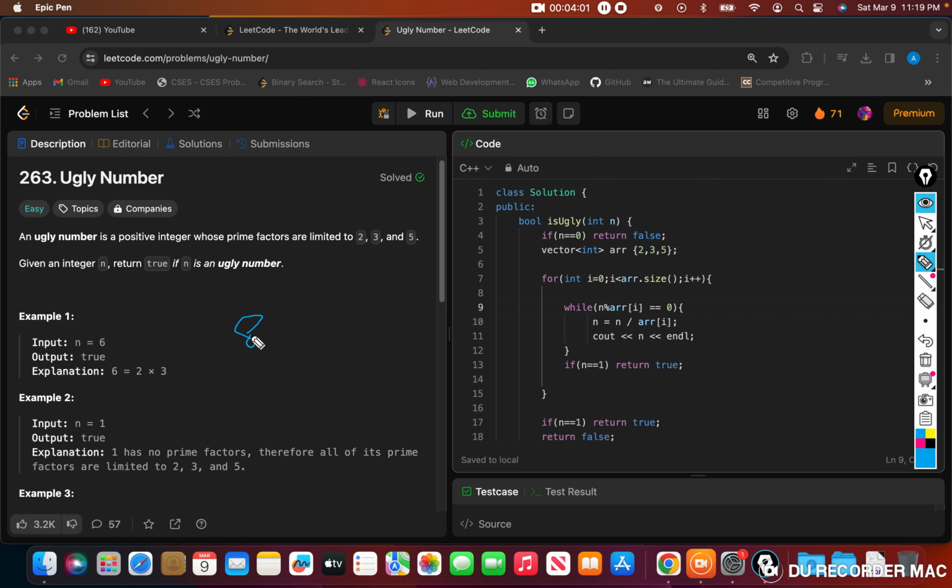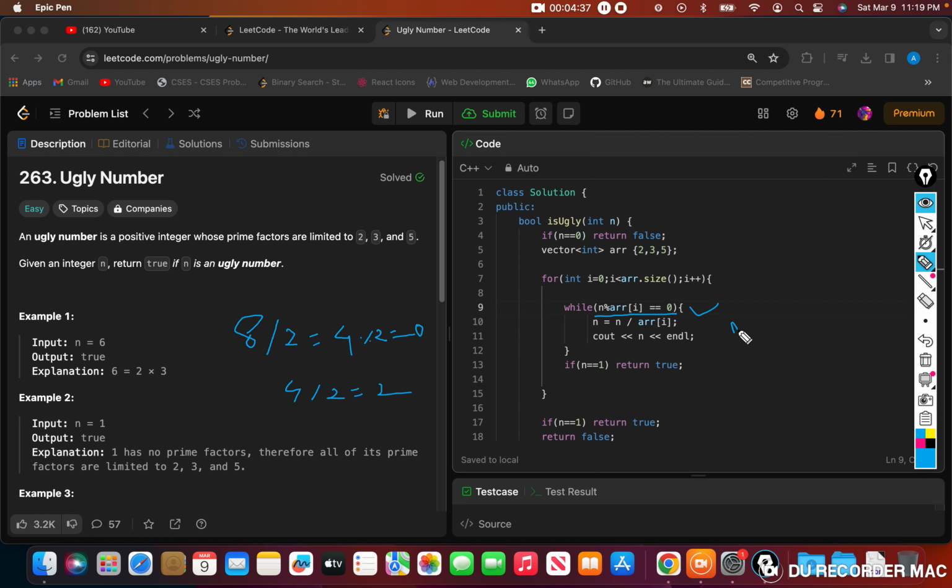Suppose our number is 8. Now consider we are dividing 8 by 2, and we get 4. We are using a for loop. In the for loop, we have mentioned a condition: if n modulo arr of i is equal to 0. If we take 8 modulo 2, we get 0, so this condition will be true. Now 8 is divided by 2, and we get 4.